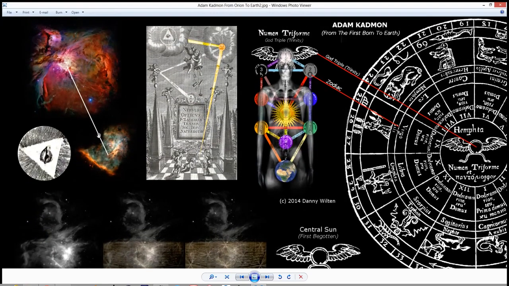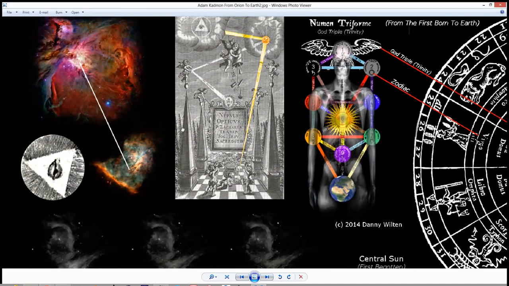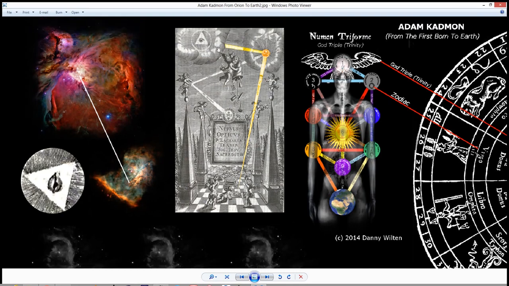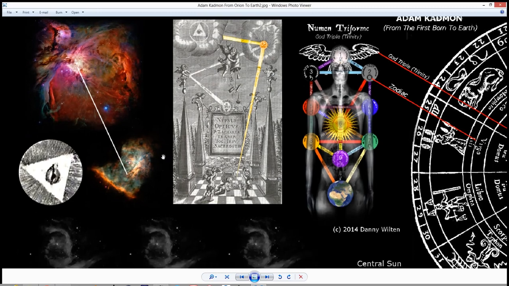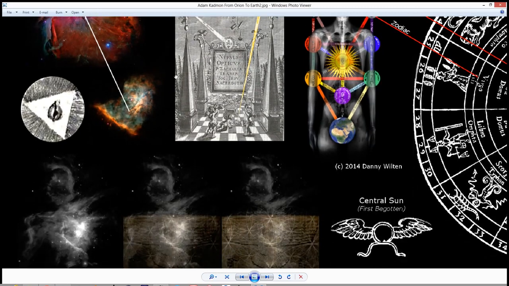Over here, you see the first Sephirah again. You see the triangle coming off the sun. And I think what you're going to find eventually is that the Orion Nebula somehow modulates or controls the activity of our sun in some way. I think we're going to find that out eventually.